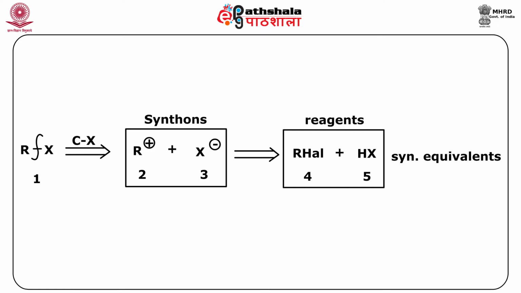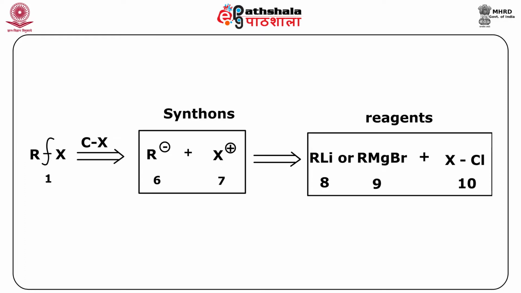You can see here that when the carbon and the halogen bond gets disconnected or undergoes a retroanalysis, it leads to the formation of the two synthons R plus and X minus. This can be traced back from the reagents, which are R-halogen and HX, which are the synthetic equivalents to the formation of the given compound.